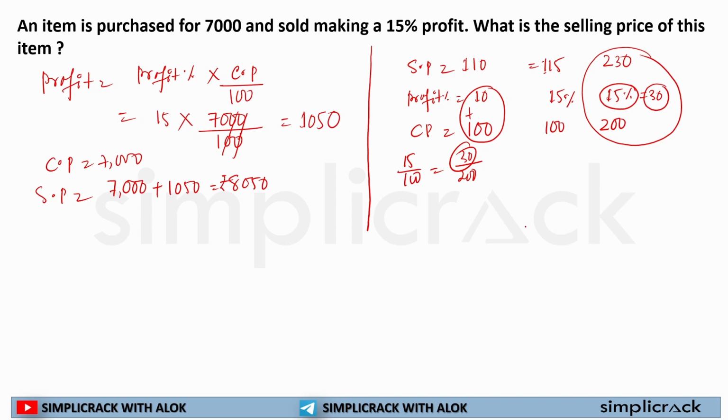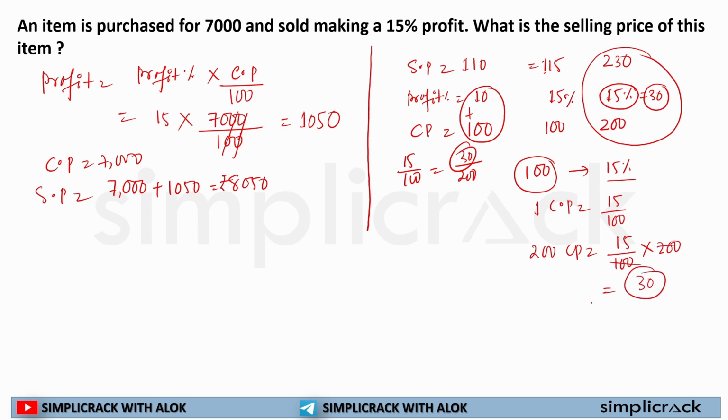So first thing, we knew, for an example, profit was 15%. So on 100 rupees cost price, I am gaining 15. So on 1 rupee cost price, how much will I gain? 15 by 100. So on 200 cost price, how much will I gain? 15 by 100 into 200. This will be 30, and now you are getting the answer.